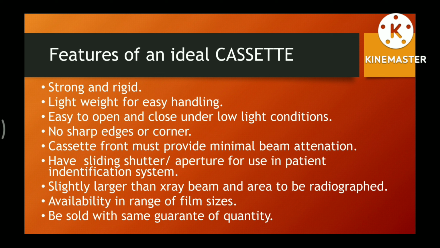Seventh point says that it should be slightly larger than the X-ray beam and area to be radiographed. So cassette should be large enough compared to the X-ray beam and the area to be examined. Part of the body, it should be larger than that. Next point says that the availability and range of film sizes. It means cassette should be available in different sizes according to the film sizes. Last point says that it should be sold with the same guarantee of quality.